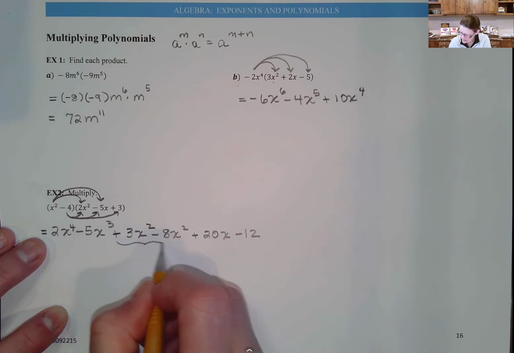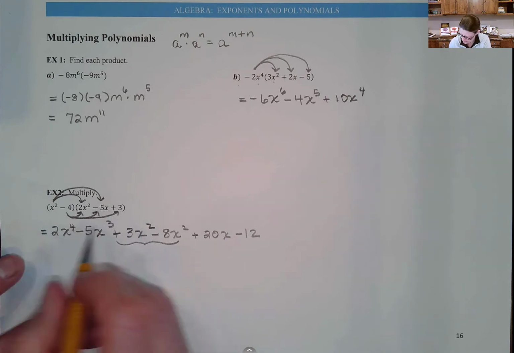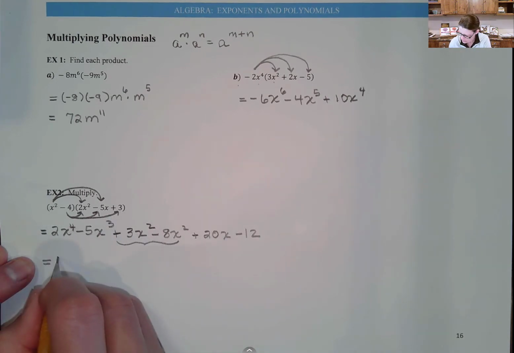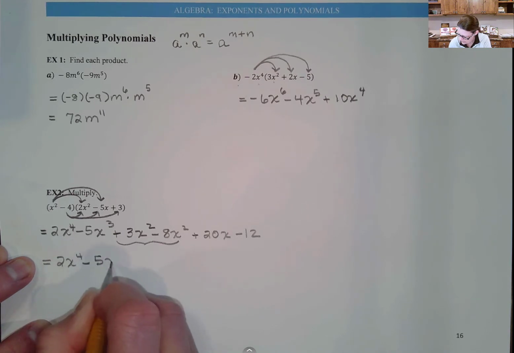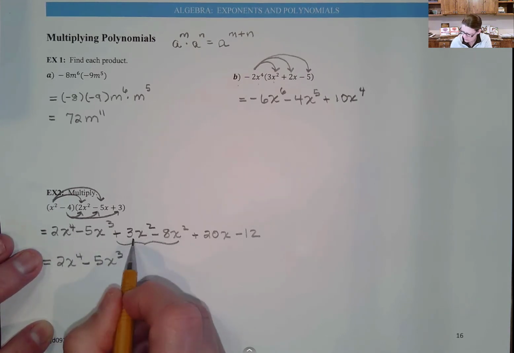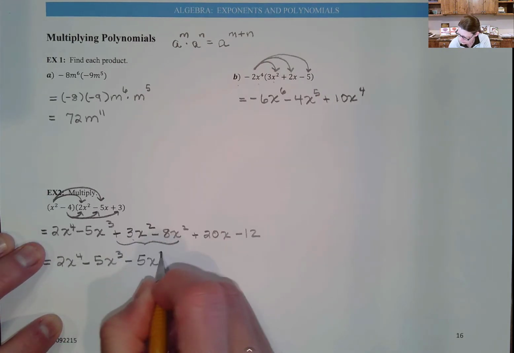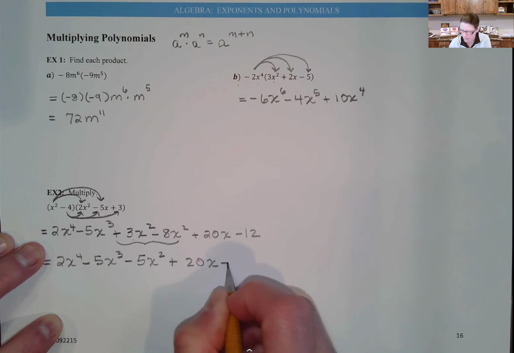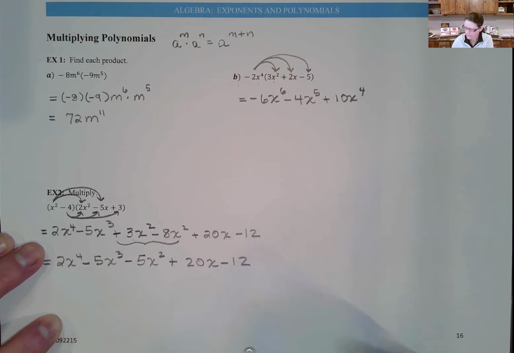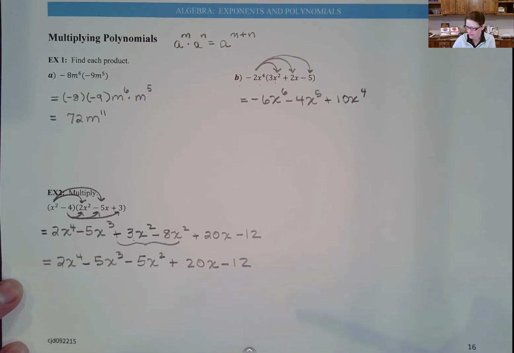And as a last step, let's go ahead and combine our like terms. And let's write this as 2x to the 4th minus 5x to the 3rd. 3 minus 8 is a -5x squared plus 20x and minus 12. So just think distributive property on these.